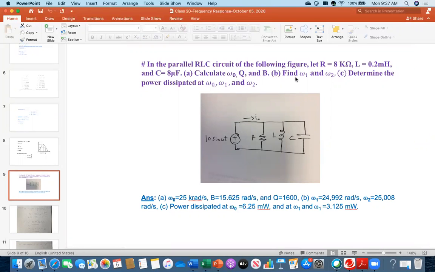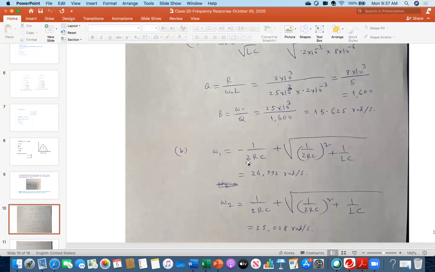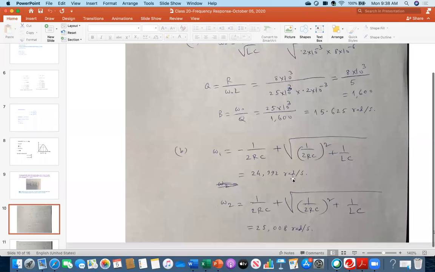Find omega naught, Q, B. Now find omega 1 and omega 2. So therefore here I am just showing the standard definition of omega 1 and omega 2, those expressions. But of course, because Q is greater than 1600, definitely you can use those two equations. Definitely you will be getting the same result. Therefore, here I am just showing with that big expression. Here I got, after plugging in all the values, omega 1 as 24,992 radian per second, and then omega 2, 25,008 radian per second.